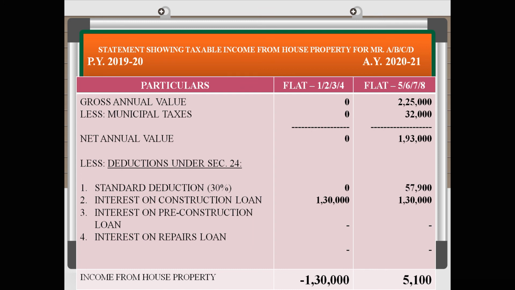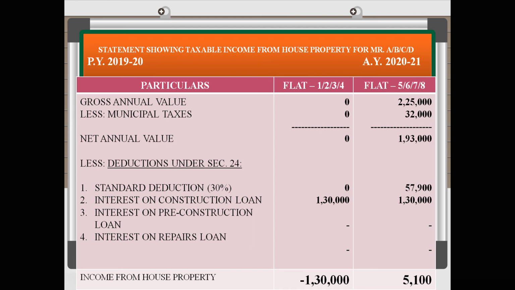Less the two amounts below from this, and we are left with only marginal income. The answer comes in plus, but not a very big plus. 5,100 only, very negligible amount.